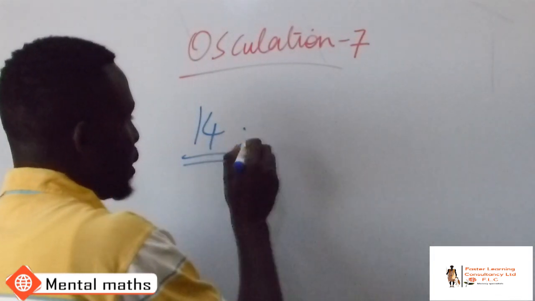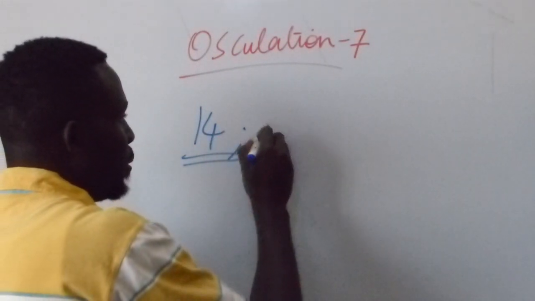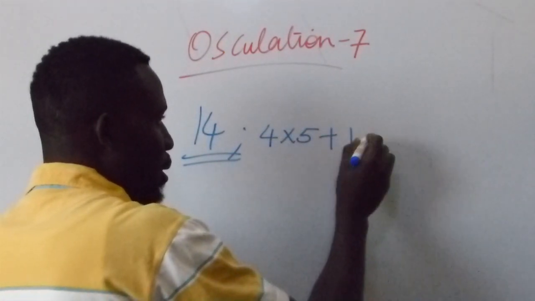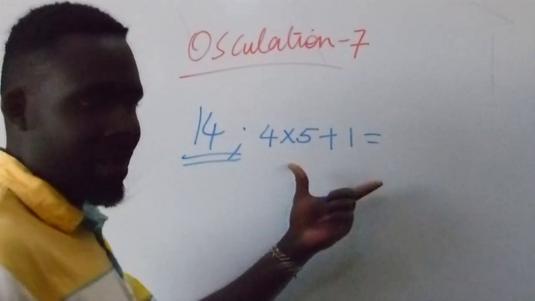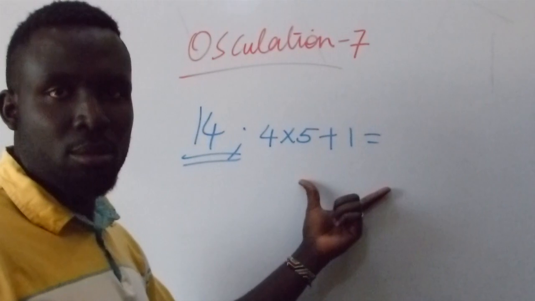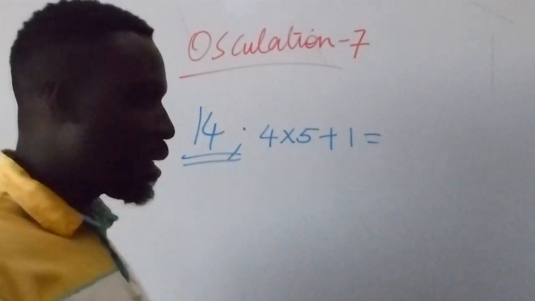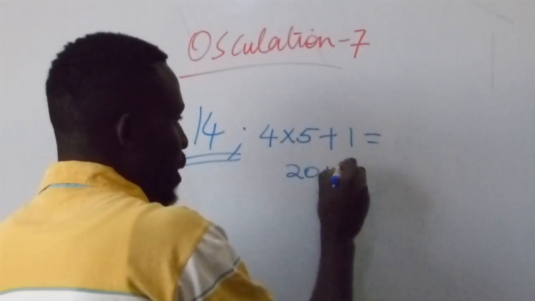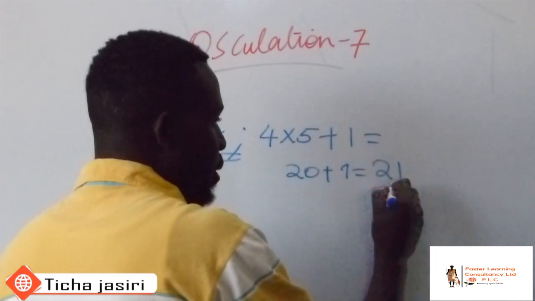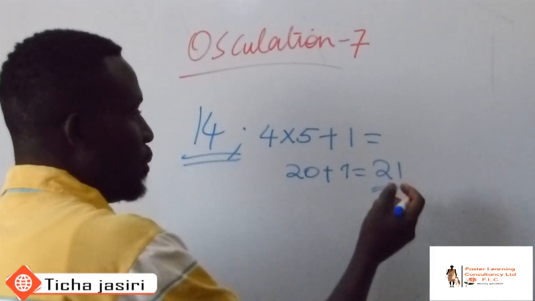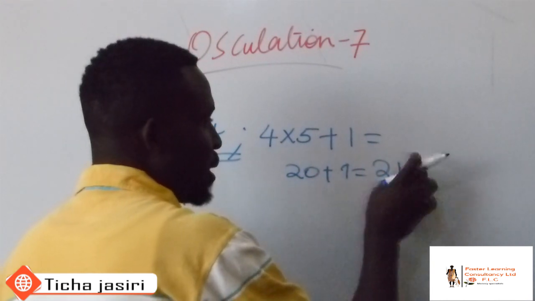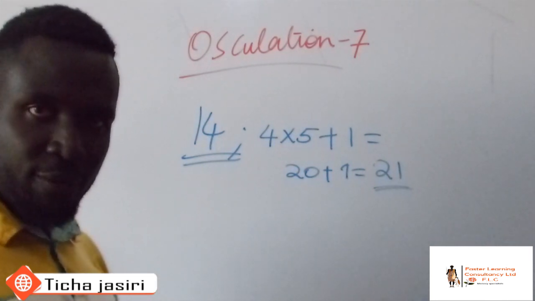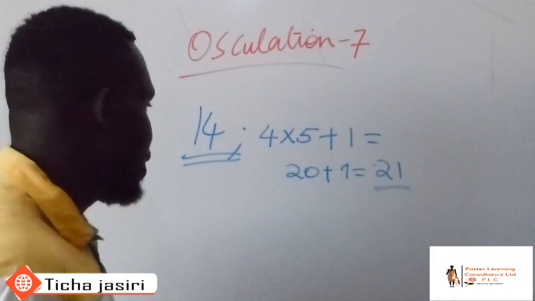In this case, we have 14. So we're going to say 4 multiplied by 5 and then plus 1, to find out whether that number can easily be divided by 7. So this is just osculation. This is going to be 20 plus 1, so we have 21. We know that 21 is divisible by 7, so as long as it gives us this, that means 14 also is divisible by 7.